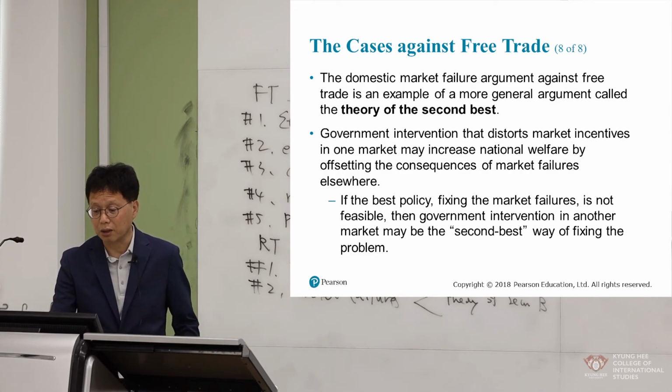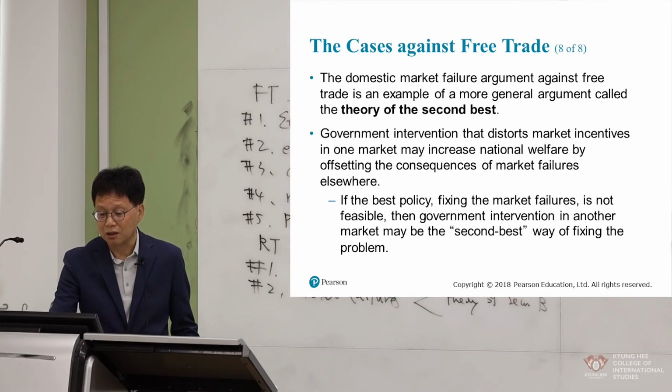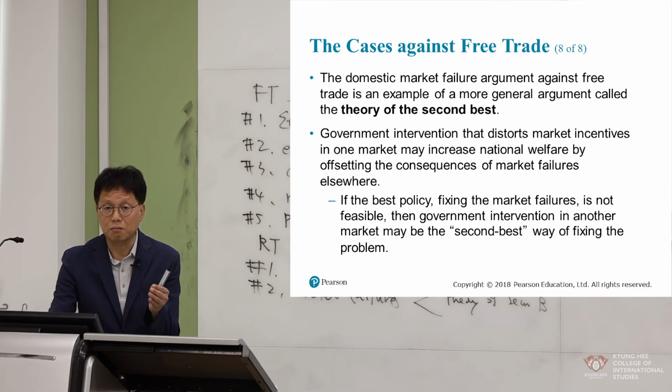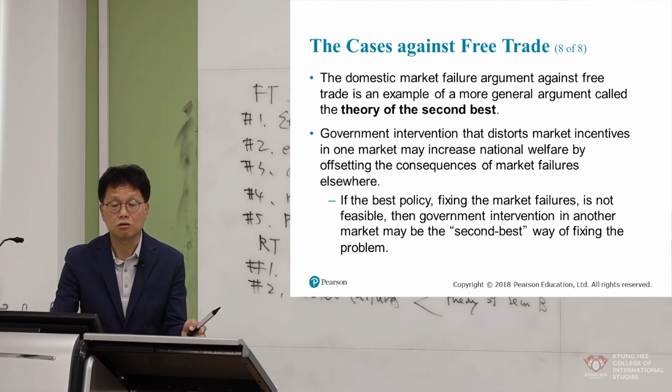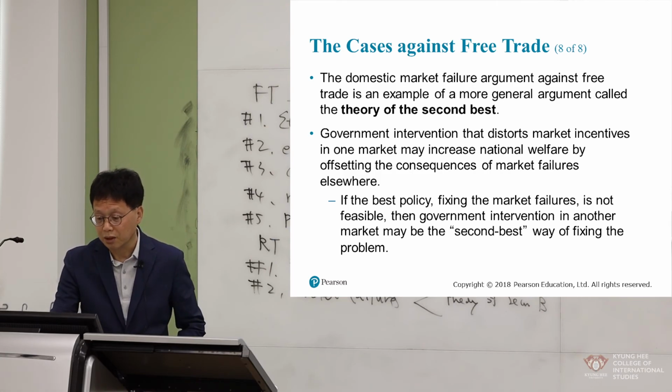Okay? If the best policy, fixing the market failures, is not feasible, then government intervenes in another market, right? In another market, market A fails, right? Fixing market failure in market A is not feasible, then sometimes government intervening in market B using protectionist policy can lead to increasing national welfare. Okay? That is the second best way of fixing the problem.